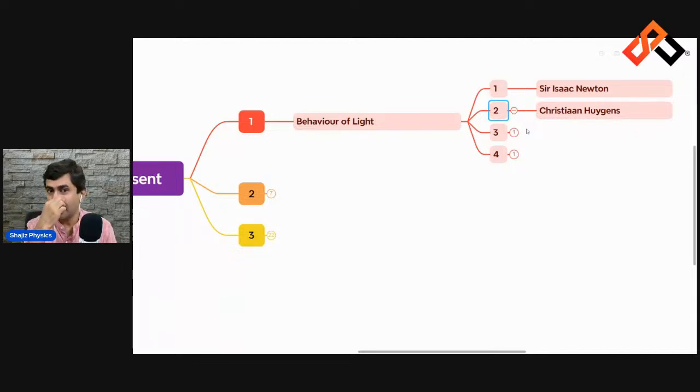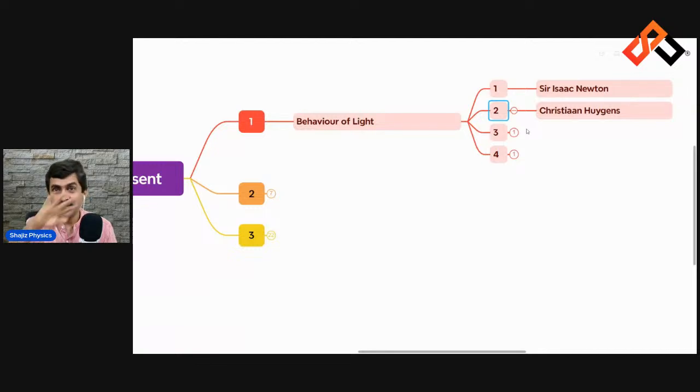What do I mean by a mechanical wave? A mechanical wave is a wave which requires a material medium to propagate through. For example, water waves propagate through the medium water. Sound waves propagate through the medium air.